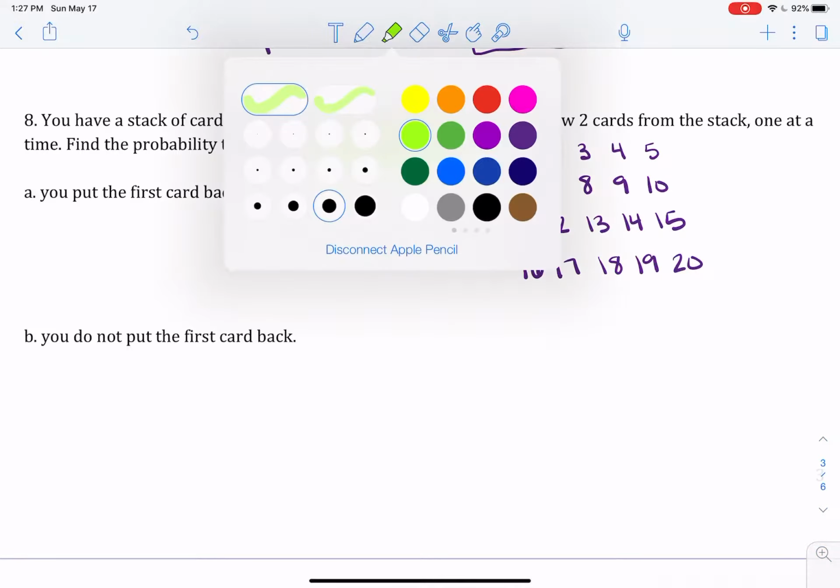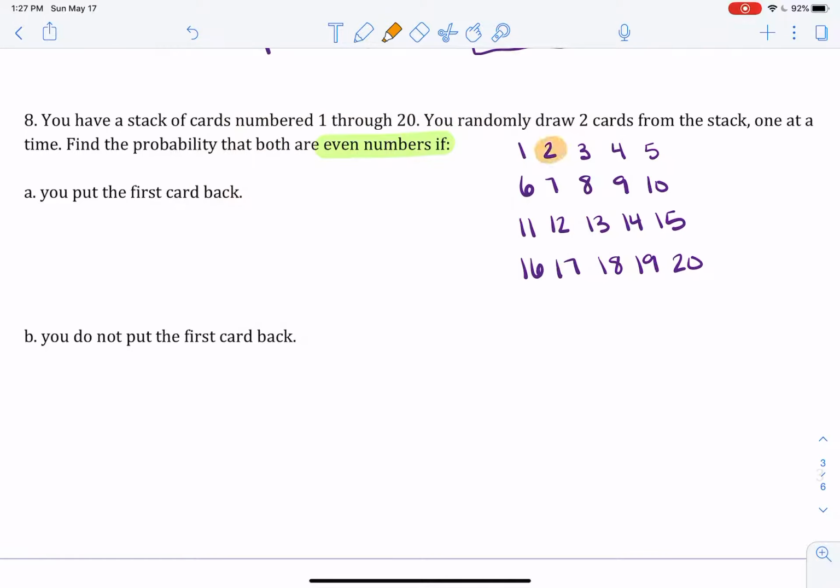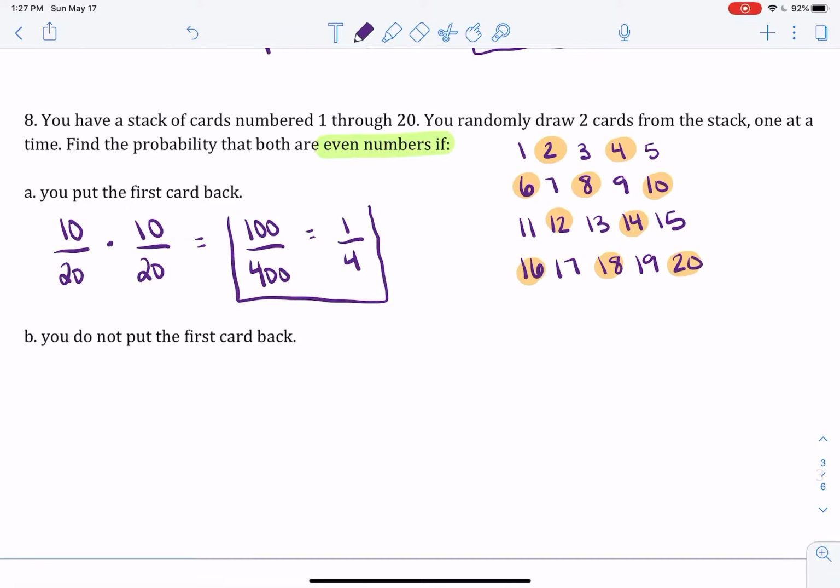So, well, how many are even here? We've got 1 through 20, so we've got 1, 2, 3, 4, 5, 6, 7, 8, 9, 10 even numbers out of 20. So the first time we pick a card, we've got 10 out of 20 that are even, times, so we put the first card back, so there's always going to be 20 cards to choose from, so 10 out of 20. Okay, so that would be 100 over 400 when we multiply them. We could also simplify that to be a 1 out of 4 chance.